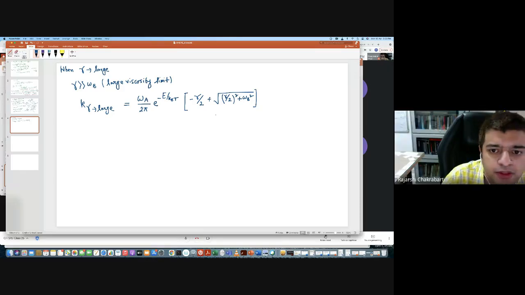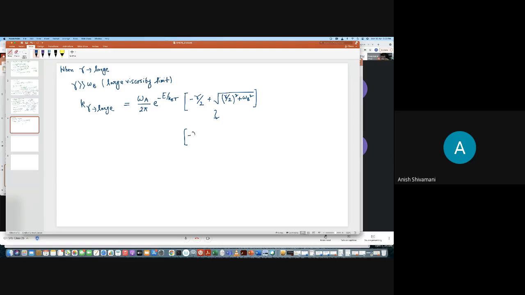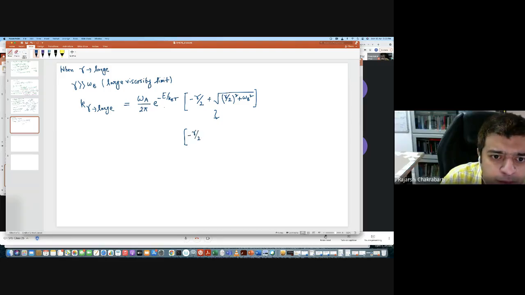Okay. So in the limit, let us concentrate on this factor. Whole square by omega b, and also you have omega b here, so 1 over omega b. Let's see what happens to this factor. What I do is first take gamma by 2 whole square out. If I take gamma by 2 whole square out, what will I have inside? 1 plus omega b square into 4 by gamma square.